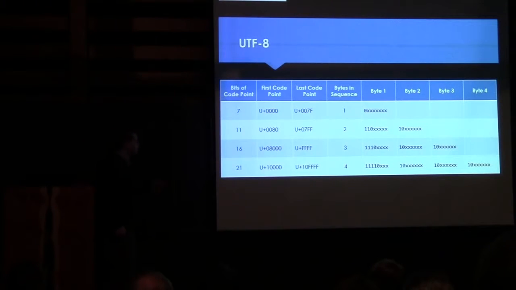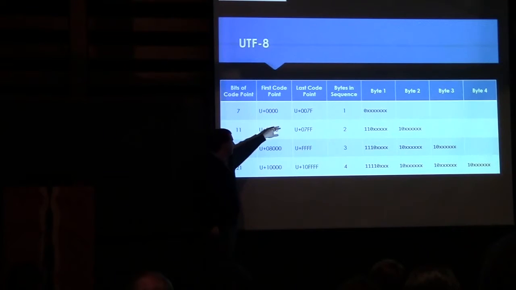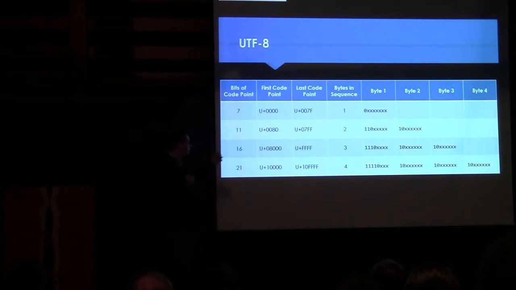The way it works is that if you've got a character between 0 and 7F, we'll just encode it in a single byte, and the high order bit will be 0. One nice feature about this is that all of the ASCII characters have the same code point value in Unicode as they did in ASCII, because Unicode started from ASCII. Any ASCII string is also a UTF-8 string.